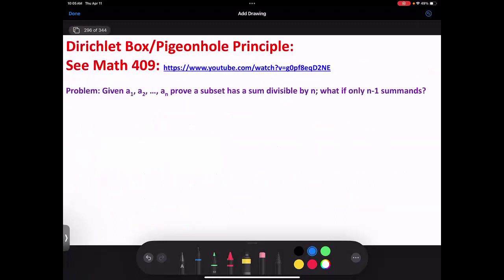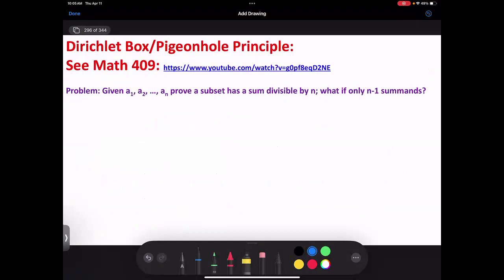All right, here's one of my favorite pigeonhole problems. And if you want more stuff like this, here is a lecture from when I was teaching the little questions, which is basically mathematics of problem solving. So imagine I give you n integers, a1, a2, all the way up to an. The claim is that there is a subset that has a sum that's divisible by n.